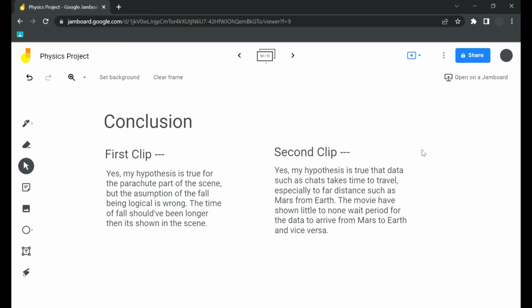And for the conclusion, for proving or disproving my hypotheses, I have two conclusions. For the first clip, yes, my hypothesis is true for the parachute part of the scene, but the assumption of the fall being logical is wrong. The time of fall should have been longer than shown in the scene. For the second clip, yes, my hypothesis is true that data such as chats takes time to travel, especially over far distances such as from Mars to Earth. The movie showed little to no waiting period for the data to arrive from Mars to Earth and vice versa.